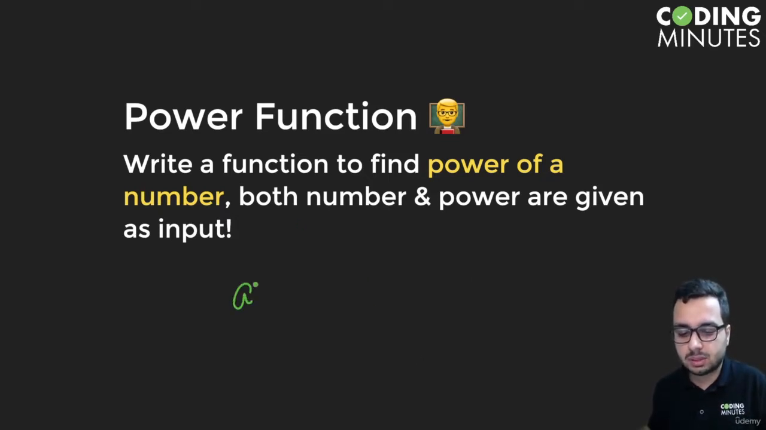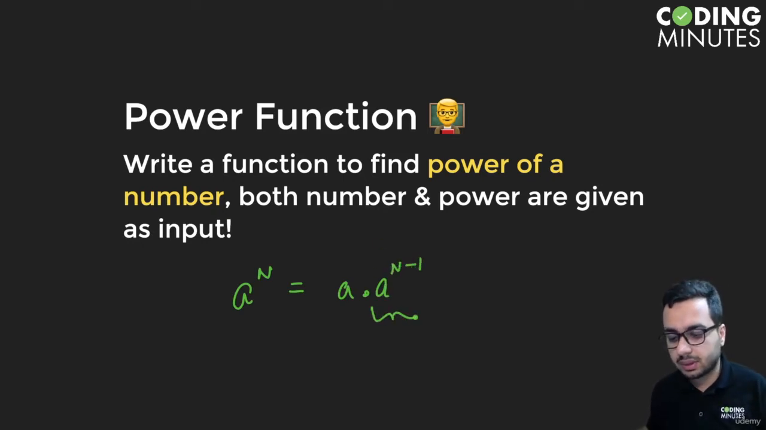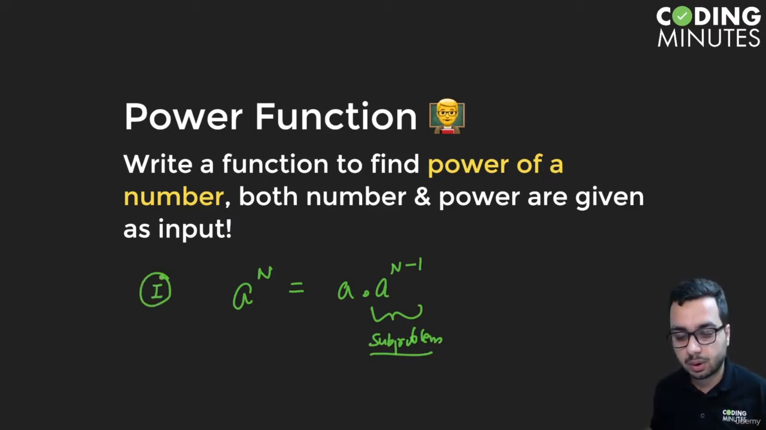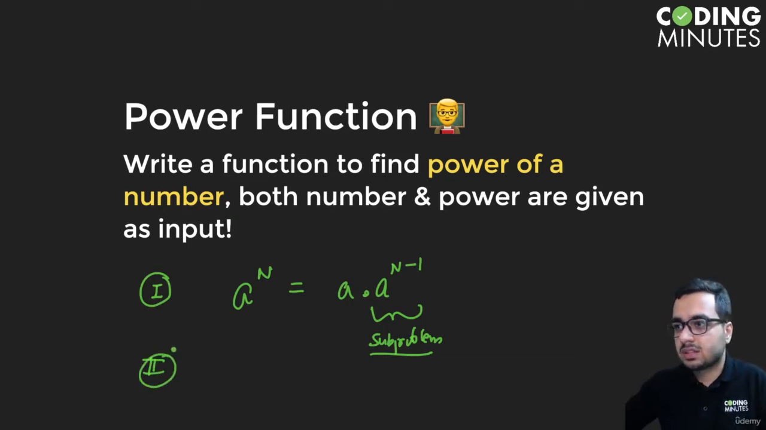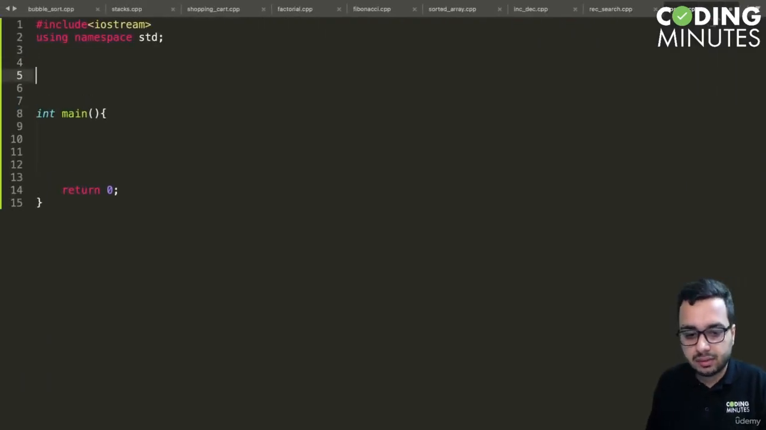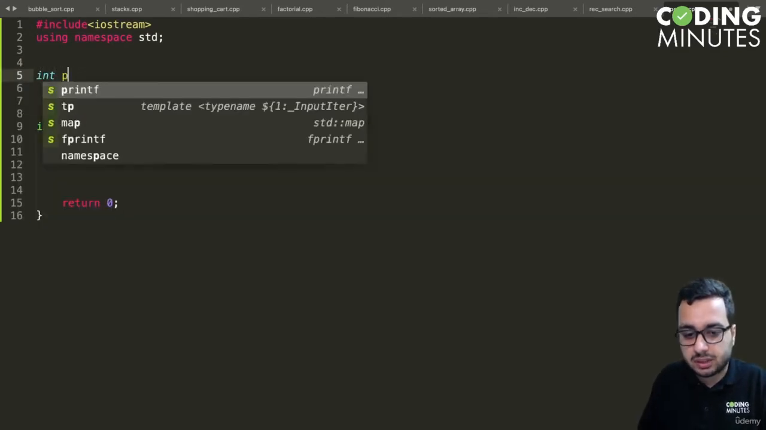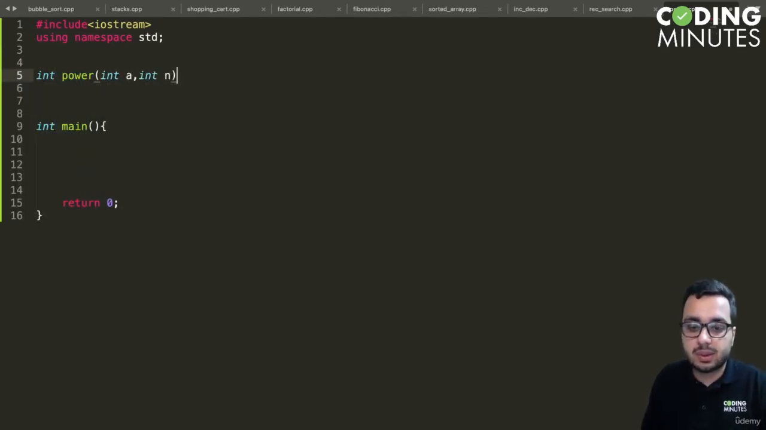A raised to the power n, if we talk about the recursive breakdown, can be written as a multiplied by a raised to the power n minus 1. So this can become our sub problem, and once we know the answer for the sub problem, we multiply it with a and get a raised to the power n. That is one way of breaking down this problem. First, let's see this way, and in the next video I will teach you an optimized way of doing the same. Let's quickly code this up, and we will also verify how this power function is going to work and how much time and space it is going to take.